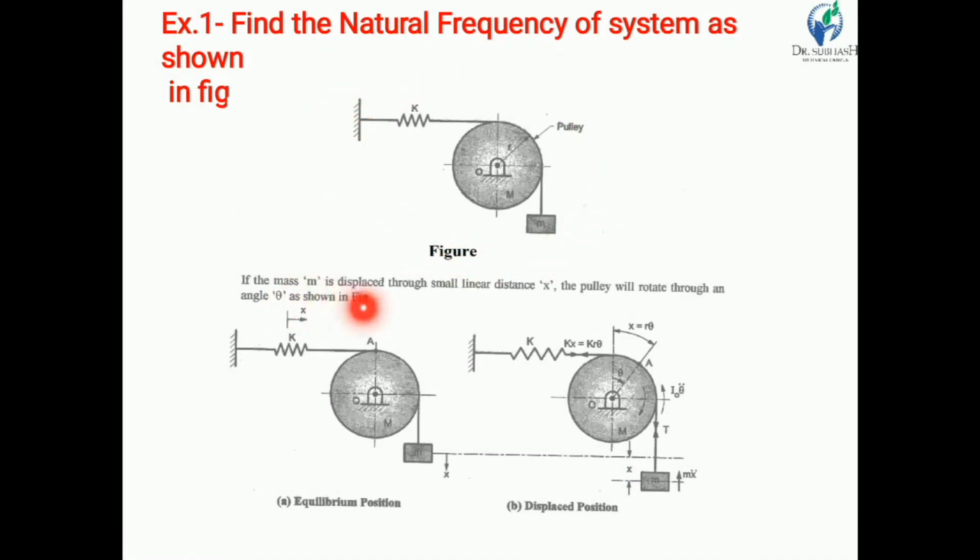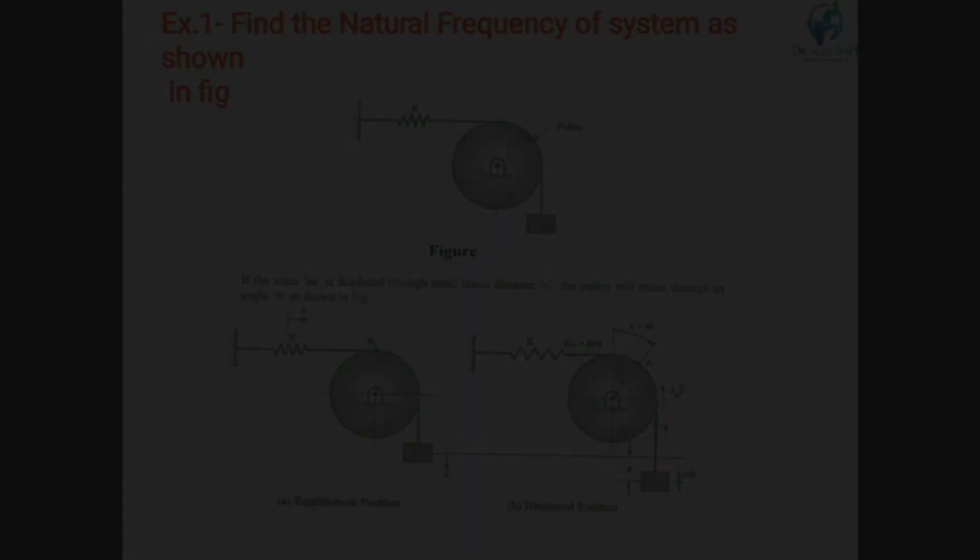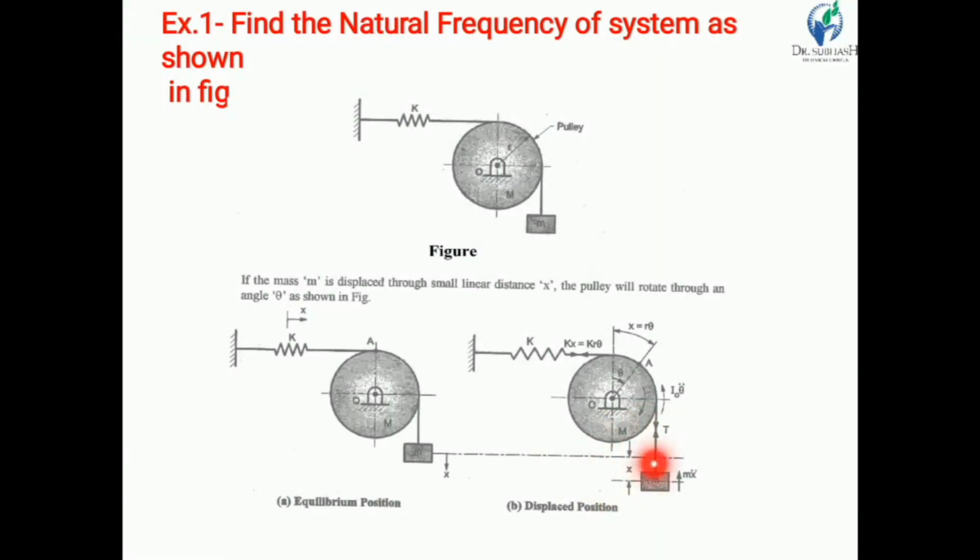If mass m is displaced through a small linear distance x, moving in this direction, then the pulley will rotate through an angle theta as shown in the figure. Here this is the equilibrium position. The spring has stiffness K, the pulley has mass capital M, and small m is the mass attached to the end of the string.